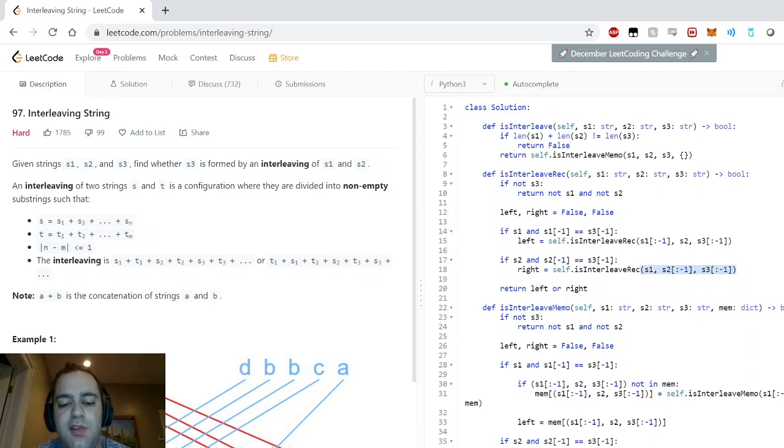This type of solution is called memoization. That helps us reduce the runtime. And because we're solving overlapping subproblems, it's effective here. So there you have it.